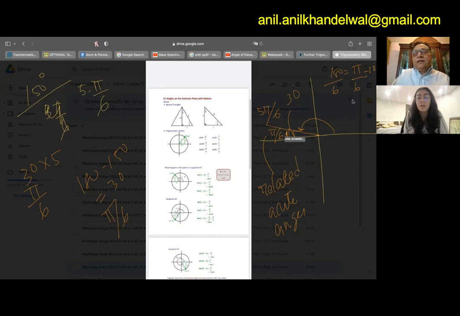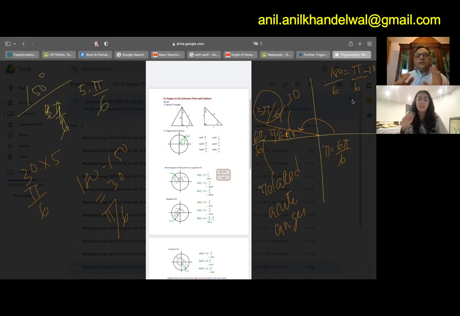And pi could be written as 6 pi by 6. So I have 6 minus 1, 1 less than 6 means 5 pi by 6. Do you get the idea? Because you have 6 pi over 6 minus pi over 6 is 5 pi over 6. That's it, one division, one fraction less.